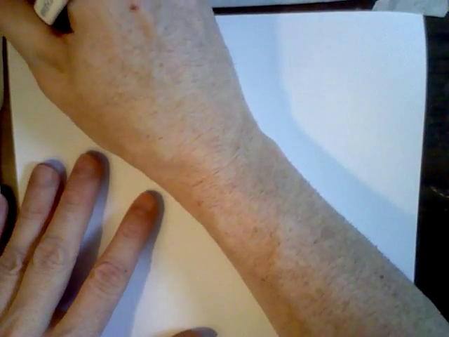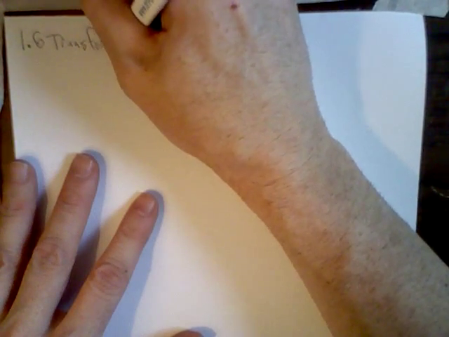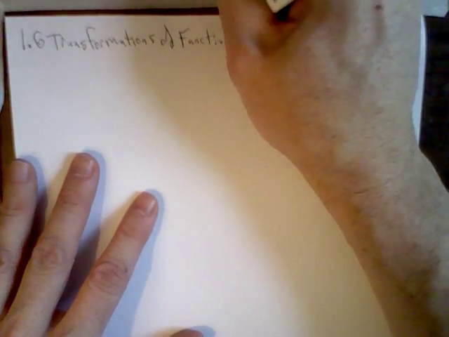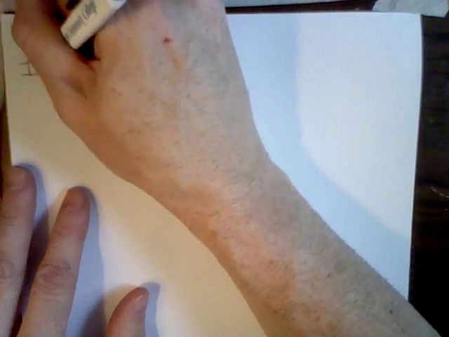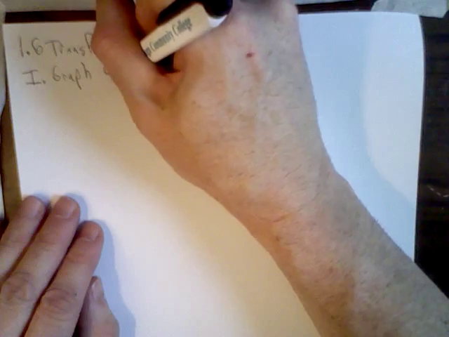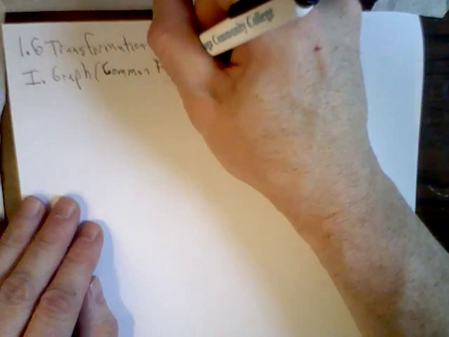Sections on transformations of functions, 1.6. So what we want to do is produce a zoology of functions, and then we can kind of move them around in space via translations or transformations. So we want first to introduce sort of the most common functions, and go from there. Okay, so the graphs of common functions.